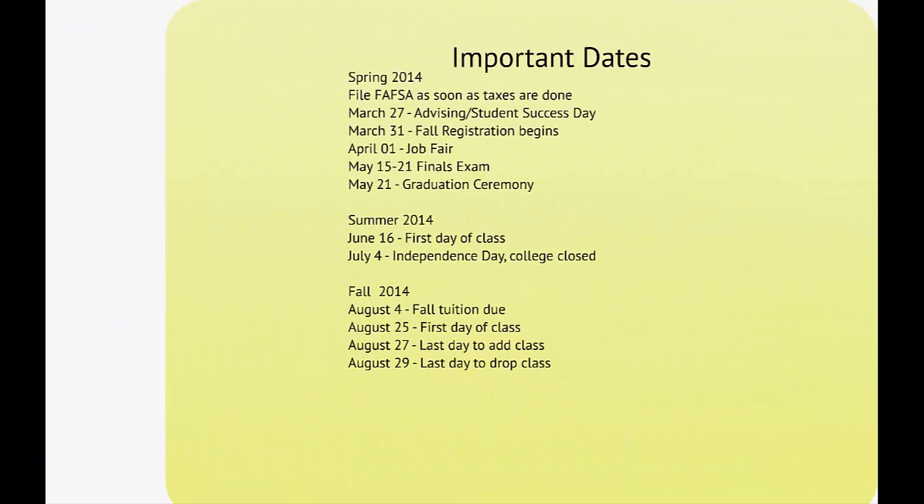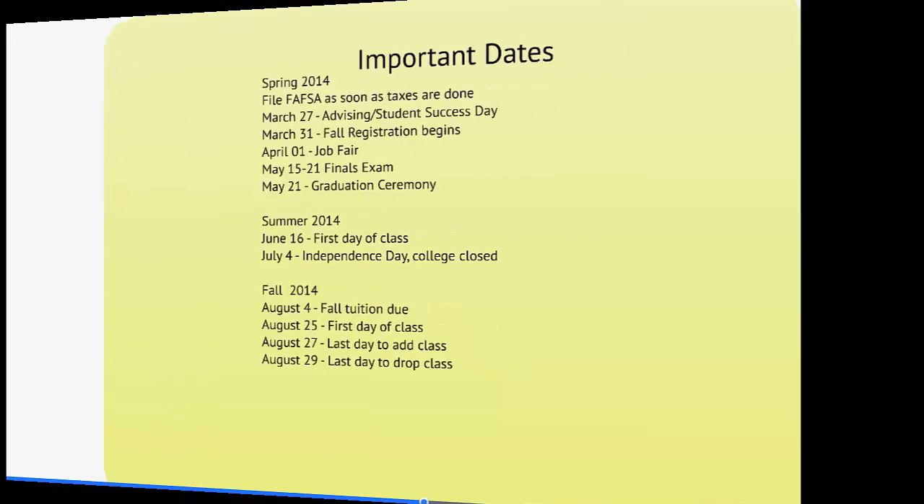Please be aware of these important dates for spring, summer, and fall 2014. First, don't forget to file your FAFSA as soon as taxes are done for the fall 2014 school year. Next, Student Success Day and Advising Day is March 27th. And then final exams are May 15th through May 21st. Summer classes begin on June 16th. Fall tuition is due on August 4th. And the first day of fall classes is August 25th. For more important dates, please review the Fall 2014 Advising Syllabus.